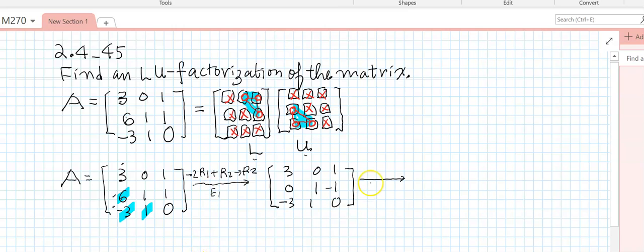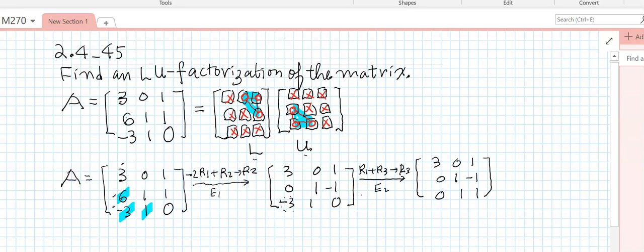Now, the next one leaves R1 and R2 as they are. R1 plus R3 goes to R3. That way I make this entry 0. So it is 3, 0, 1, 0, 1, negative 1, and 0, 1, and 1. It's not quite there yet. And then this is E2.